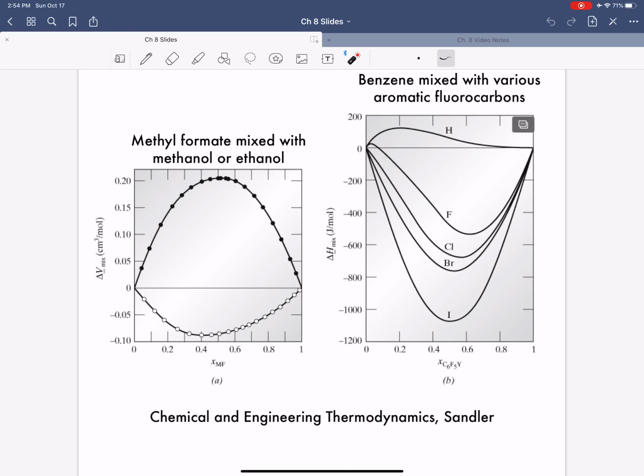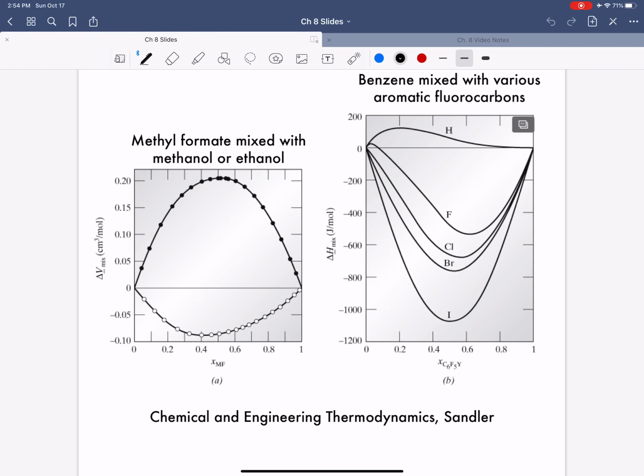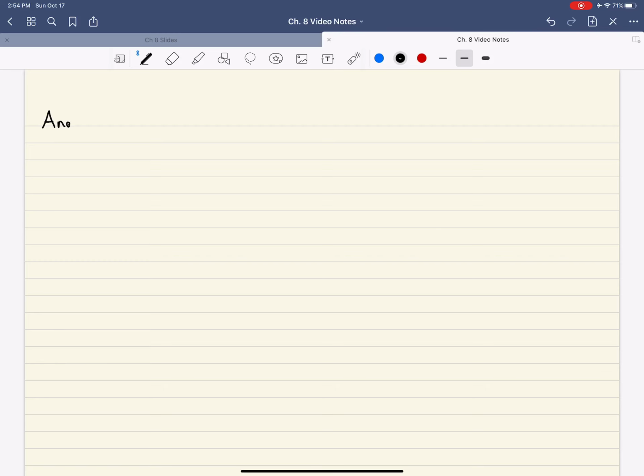Okay? All right, and so for this example, let's take a look at this mixture between methyl formate and ethanol. So it forms this curve right here. And so we see we have this parabolic curve. And so based on the shape of this curve, we're looking at an analytical method. And essentially, the analytical method means you're just going to describe your delta V mix using an equation. Okay?